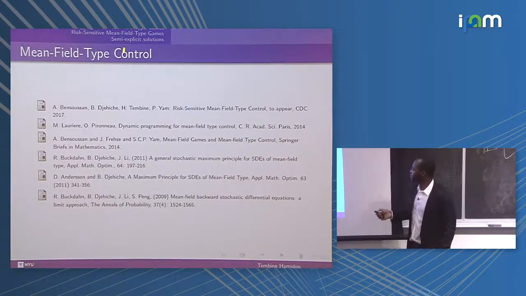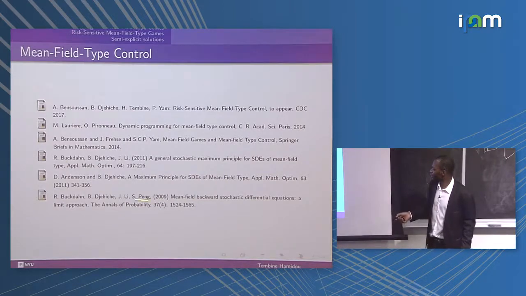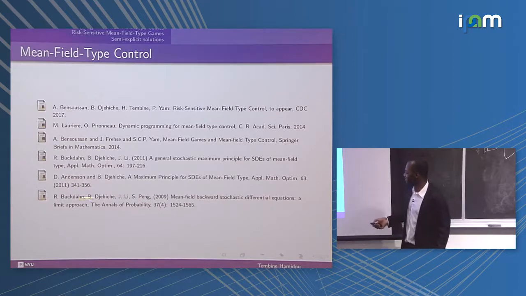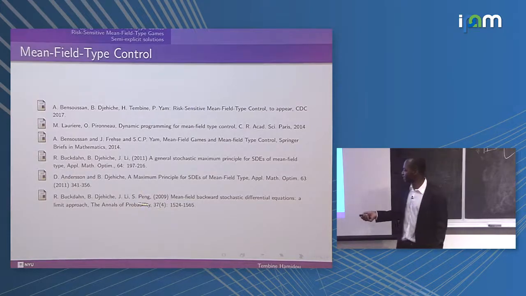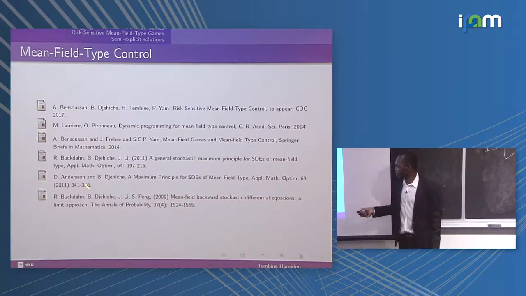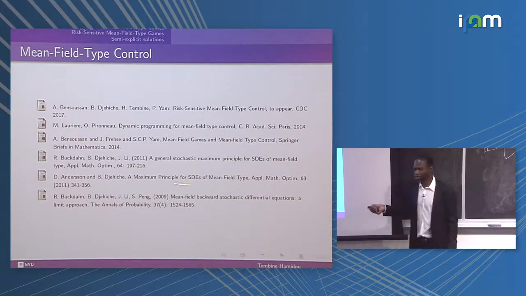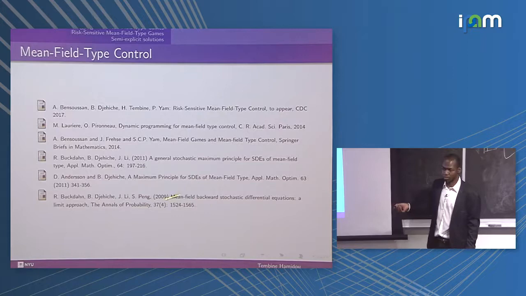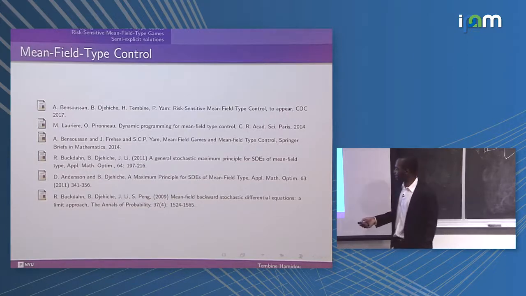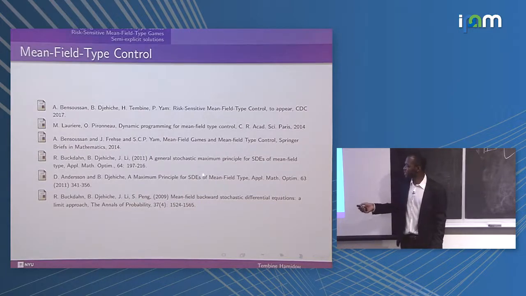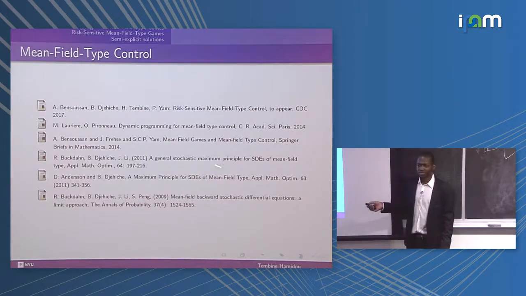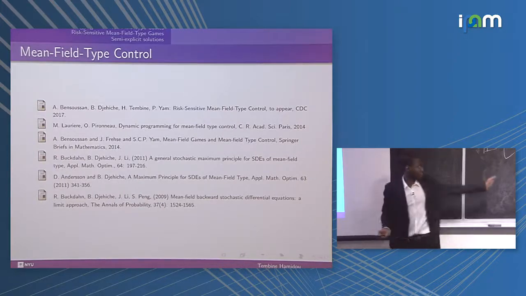So for Mean Field Type control, there is a huge literature already. One of the main references is this one. There is the work by Buckdahn, Djehiche, Li, and Peng about the limiting approach for Mean Field Type problems. So control of McKean-Vlasov, and what happens when the size of the system goes to infinity, and so on. And then optimization is involved in the paper here for problems that were of this type.